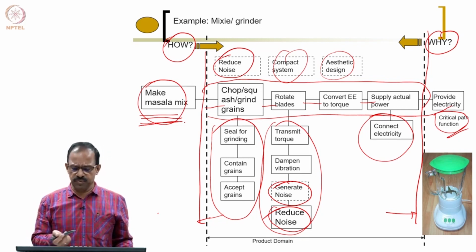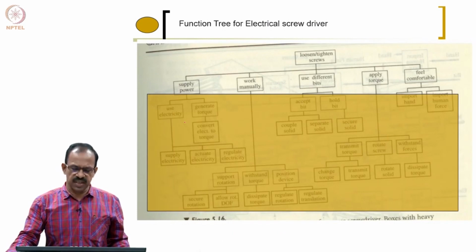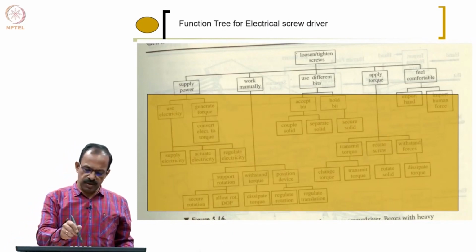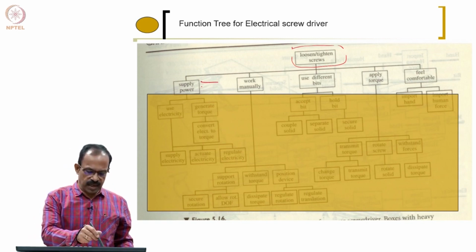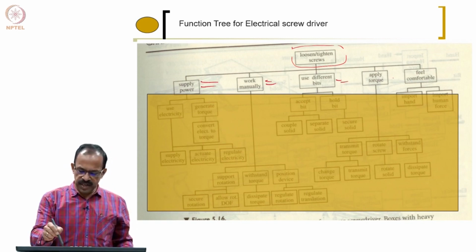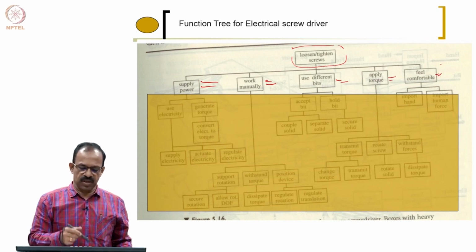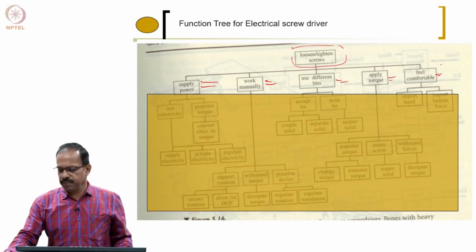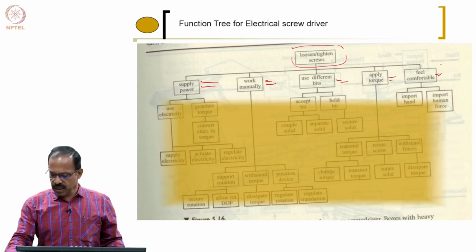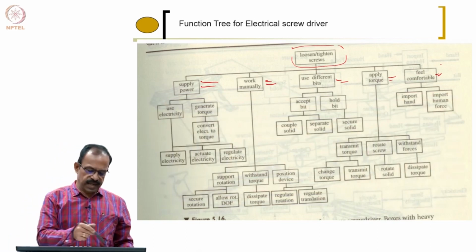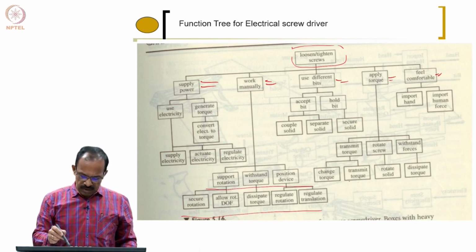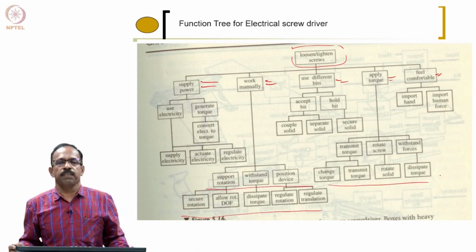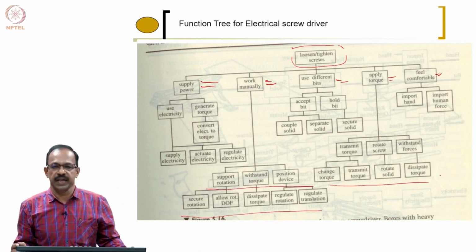And once we identify these functions, we will be able to create a function tree. In a function tree, you have the top level function at the top, and then we try to identify the main functions needed in order to get the top level function, and then we go for all the sub level functions at the bottom level, and create a tree structure with all the lower level functions coming at the lowest level of the tree.